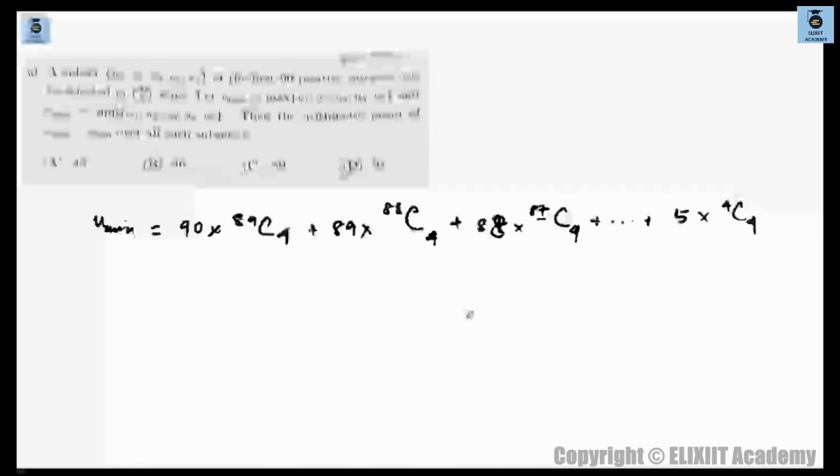Sorry, this will be 88, one more than this thing. For 89, we are having 90. For 88, we are having 89. For 87, we will be having 88. So for 4, we will be having 5.